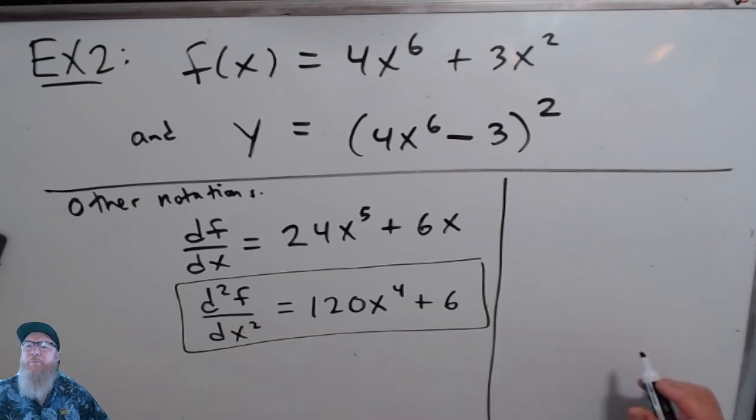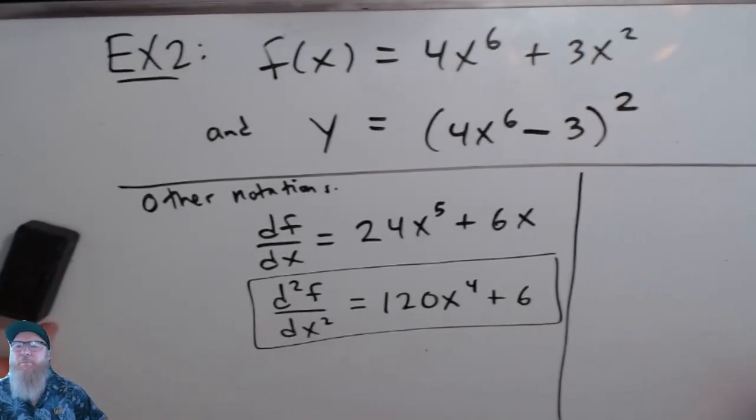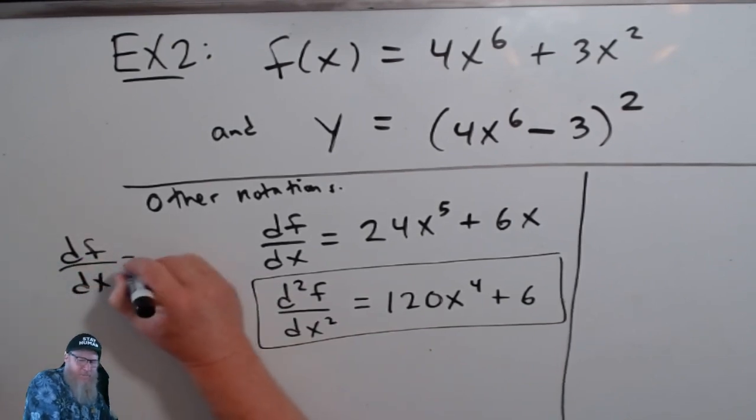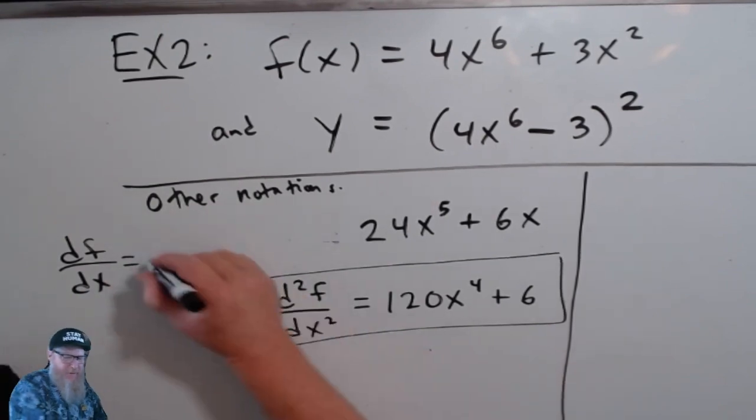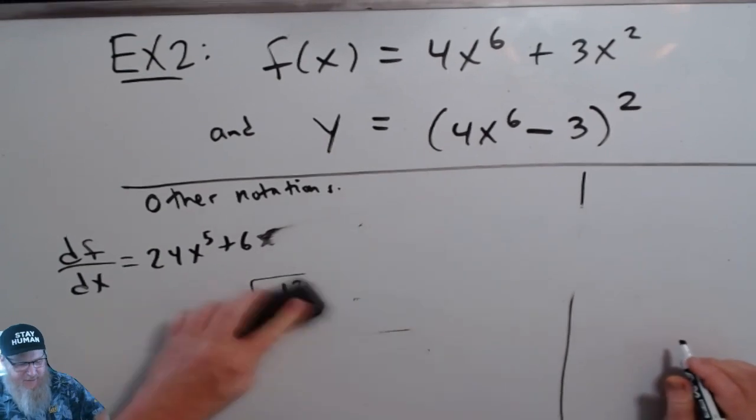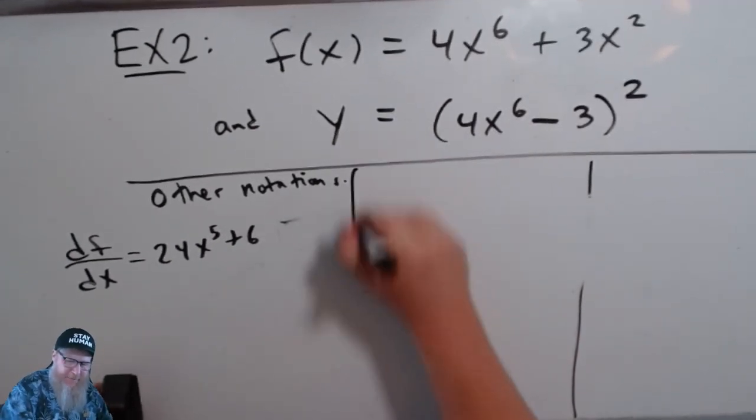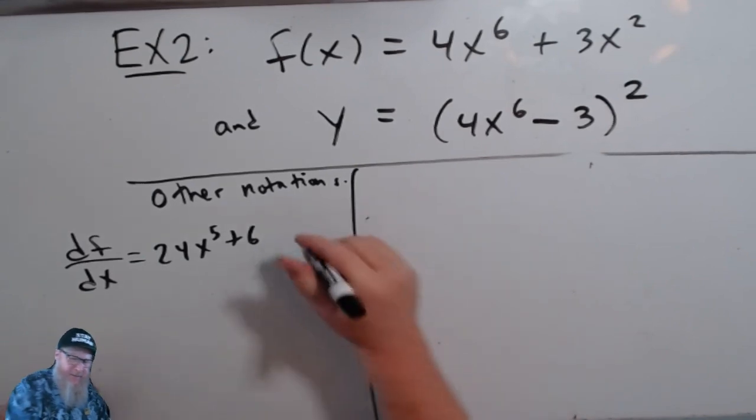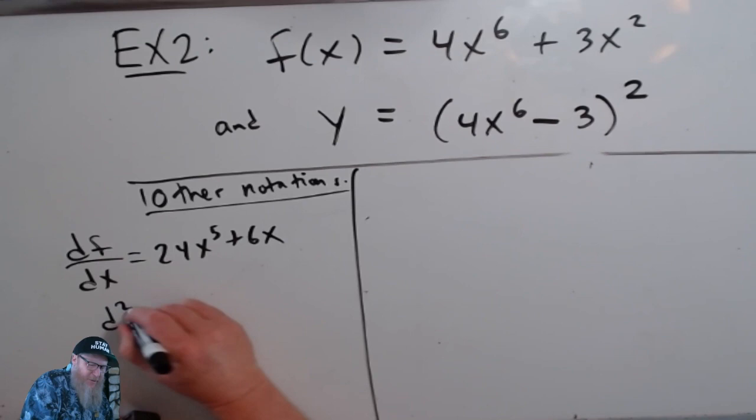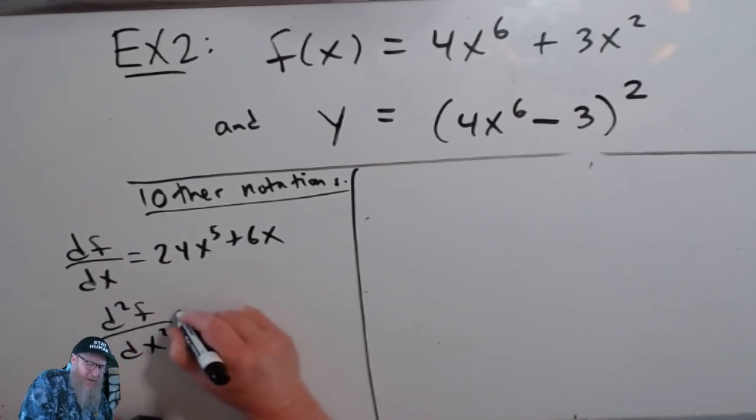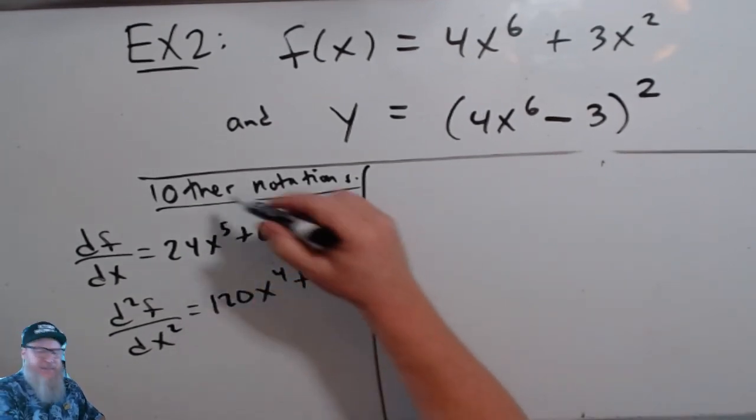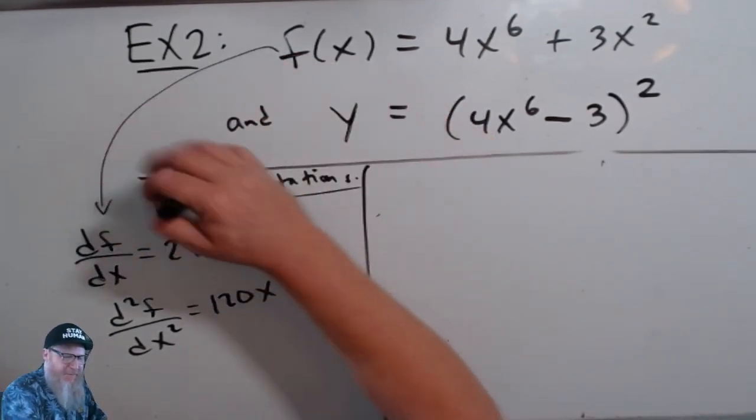Running out of room. Here, I'm just going to scoot this over a little bit. 24x to the 5th plus 6x. Just so I can have the space back. And then d squared f dx squared is 120x to the 4th plus 6. So that's the f notation.